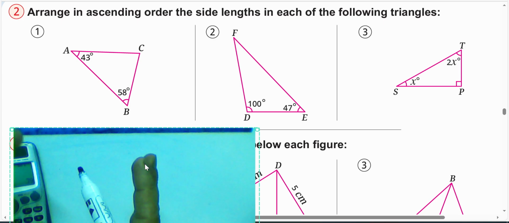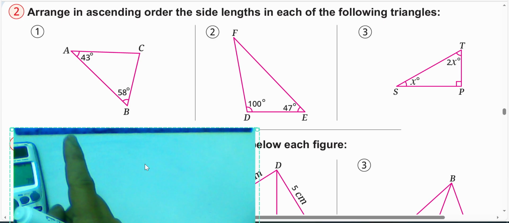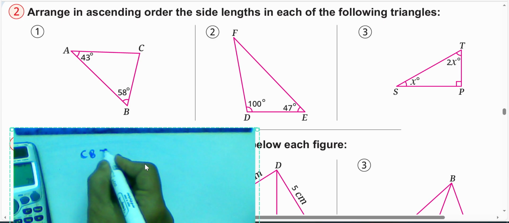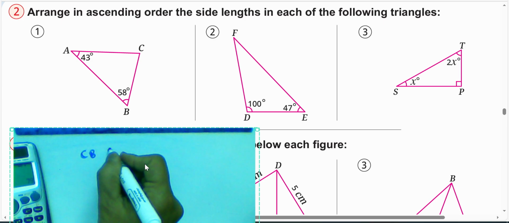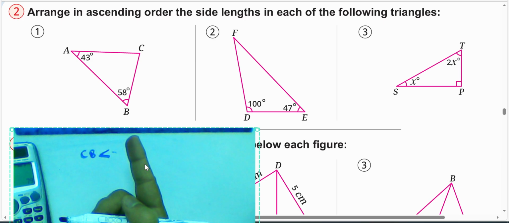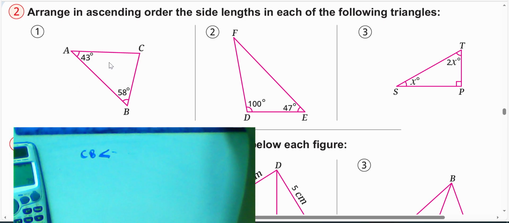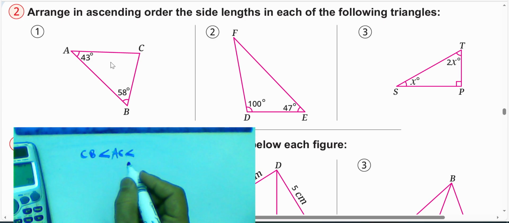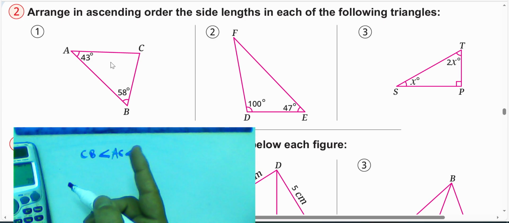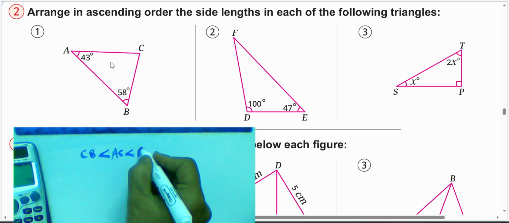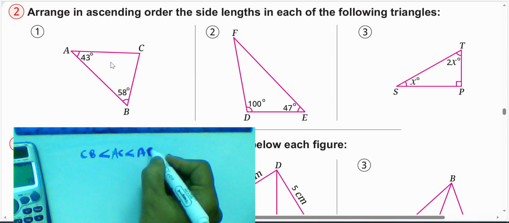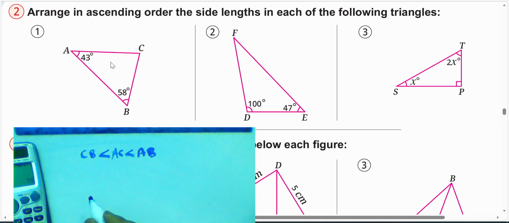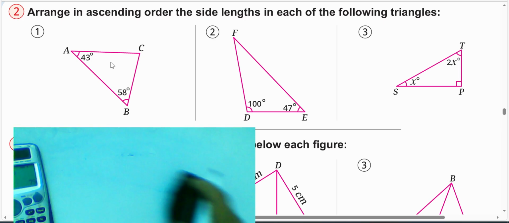Then he wants to arrange the order of sides in each of the following. The smallest will be 34. 34 is opposite CB. Okay, this is less than, and 58 opposite to AC. Opposite to AC, right? AC. And then AC is less than, the measure of angle C is the last one, opposite to AB. Understood? CB, AC, AB. This is question number 1.